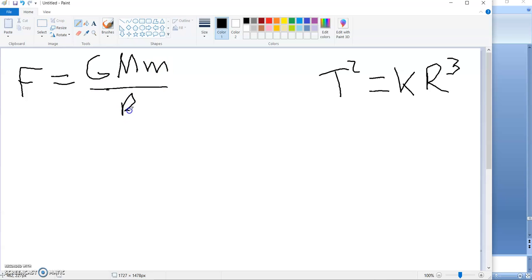over r squared. The force of gravity between any two masses is equal to the constant times the first mass times the second mass over the distance squared between them. That radius is from center to center of the planets, stars, whatever. In this case, the big M, capital M, is the mass of the sun, and the lowercase m is the mass of the planet orbiting the sun.